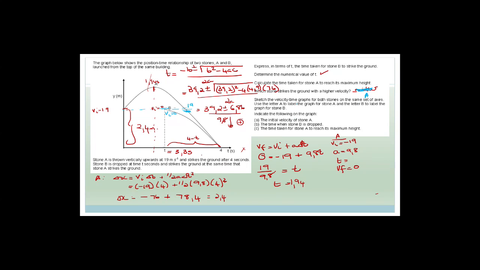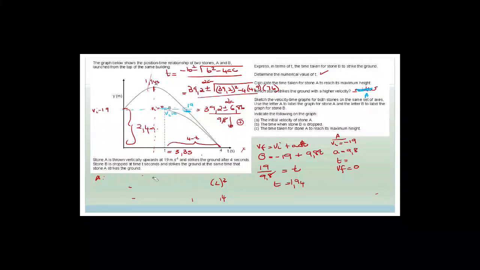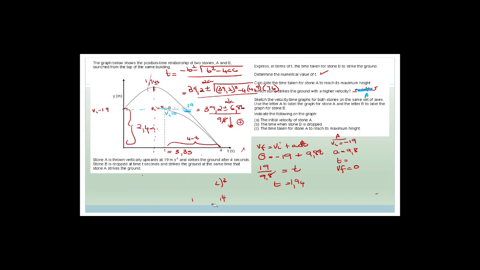I apologize. Now it says sketch velocity versus time graphs for both stones on the same sets of axes. Okay, so I need to erase some stuff so there's space. It says use the letter A to label the graph of stone A and the letter B to label stone B. Indicate the following on the graph: the initial velocity of stone A, the time when stone B is dropped, and the time taken for stone A to reach its maximum height.